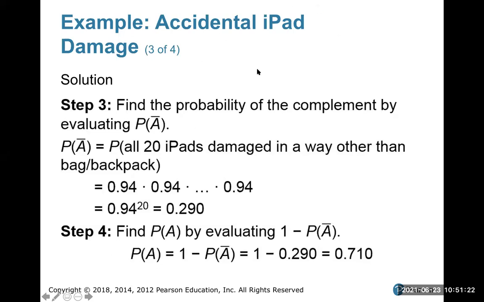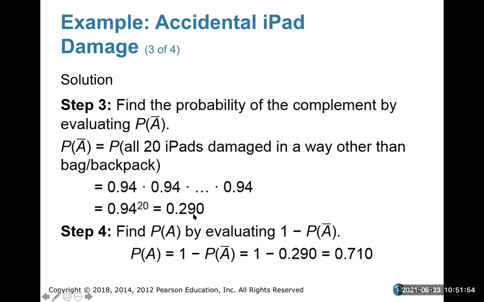I know the logic might be difficult. 0.94 is the probability of one not damaged. So we want to know all 20 of them not being damaged. It means the first one not damaged, the second one not damaged, the third one not, the fourth one, and so forth. And we are saying "and" because we want none of them to be damaged. So that means multiplication between all of them. So this would be the probability of none being damaged.